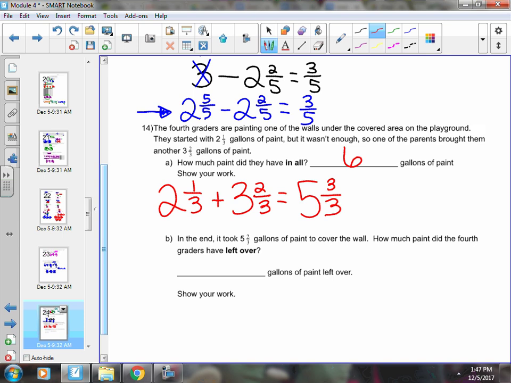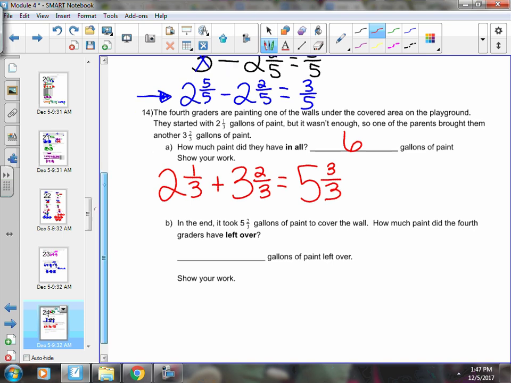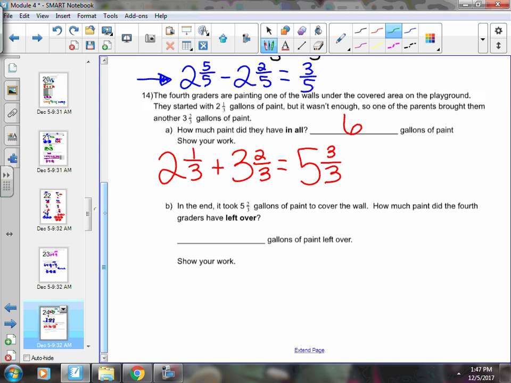Letter B. In the end, though, they didn't need that much. They only needed 5 2/3. How much paint did they have left? So we're going to take our total that we just figured out, 6, minus what they actually used. And that equals 1/3 left.